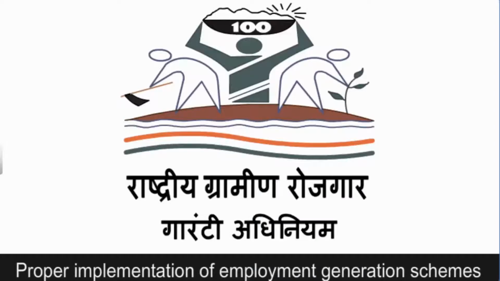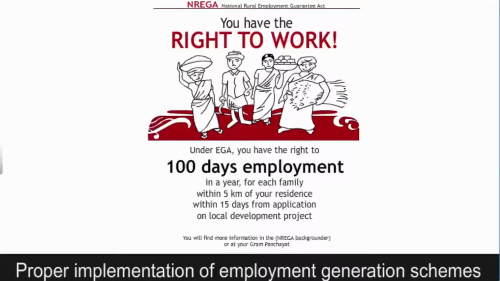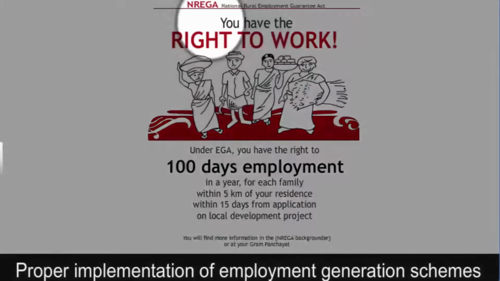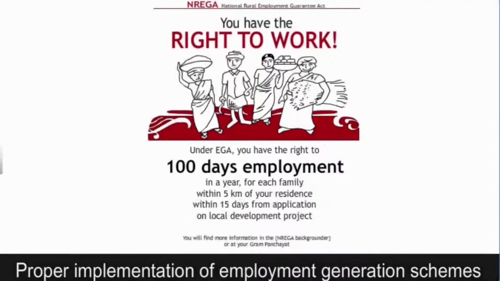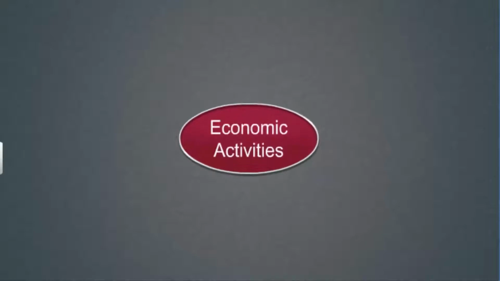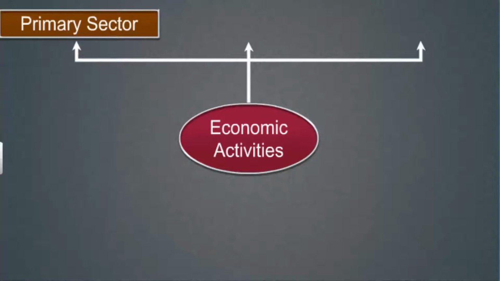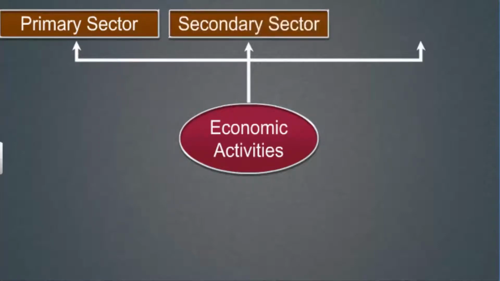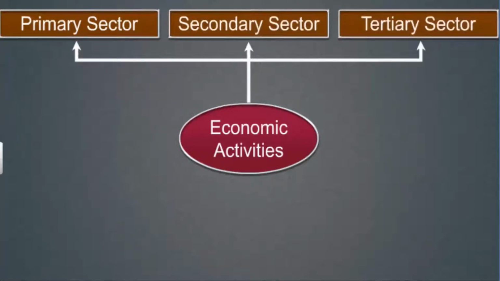The National Rural Employment Guarantee Act is one such scheme launched by the central government in 2005. NREGA guarantees 100 days of employment per year to every person willing to work, or an unemployment allowance if work is not provided. You have already studied about the classification of economic activities into primary, secondary and tertiary sectors depending on their nature.